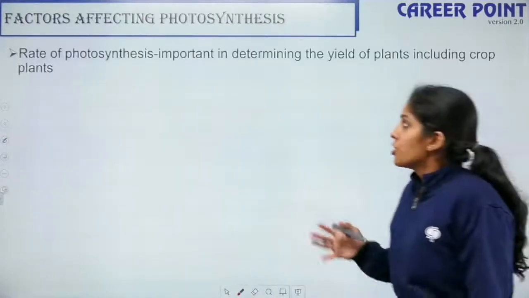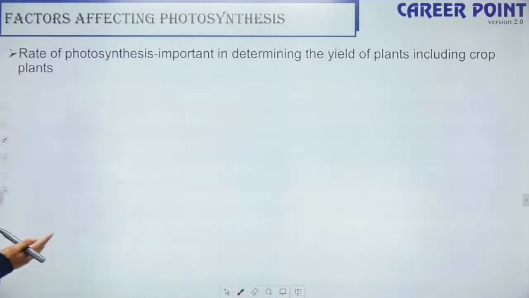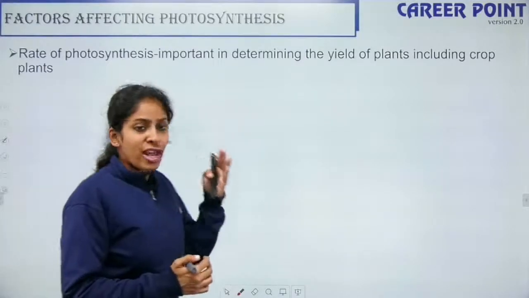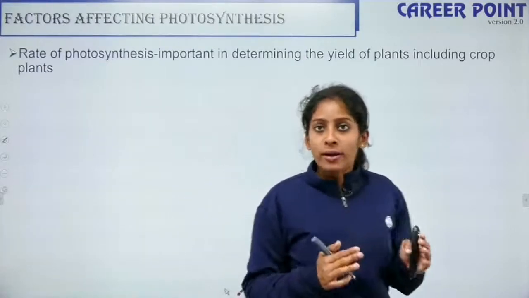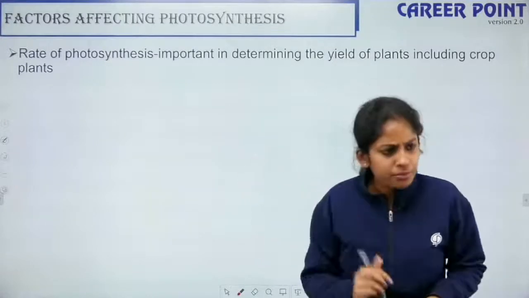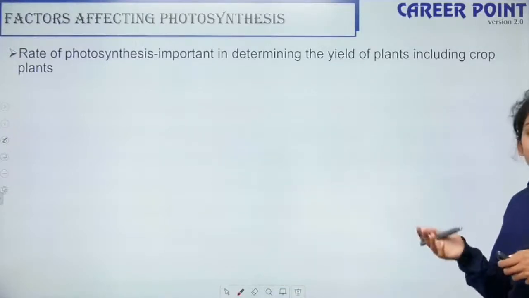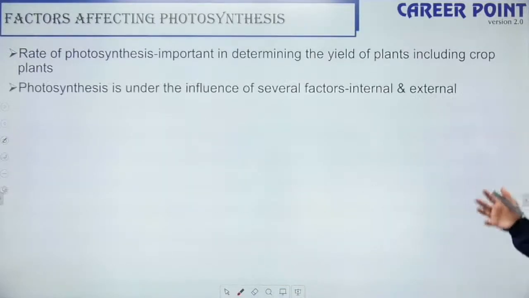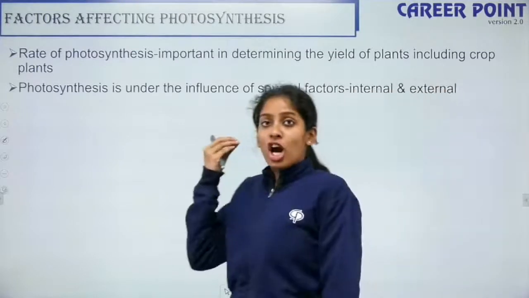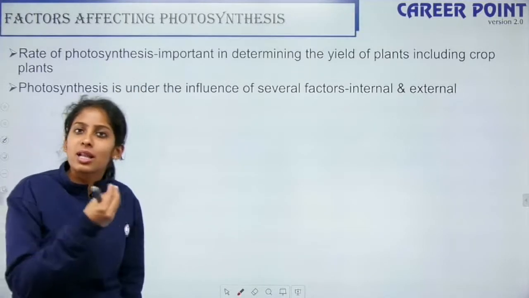So here we go. The rate of photosynthesis is important in determining the yield of plants, including crop plants, right? For example, you are preparing for NEET. Each and every mock test that you write is important for your final exam. In much the same way, the rate of photosynthesis determines the yield of the plant. Photosynthesis is under the influence of a lot of factors, internal and external. Your preparation for the NEET exam is also based on a number of factors, external and internal.